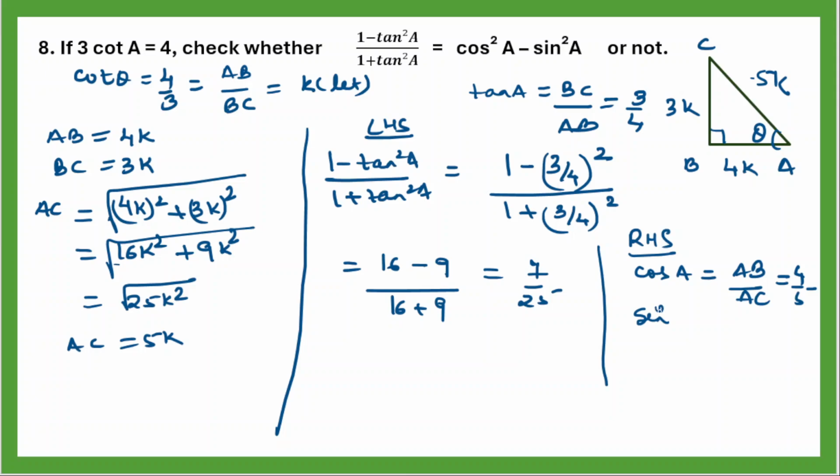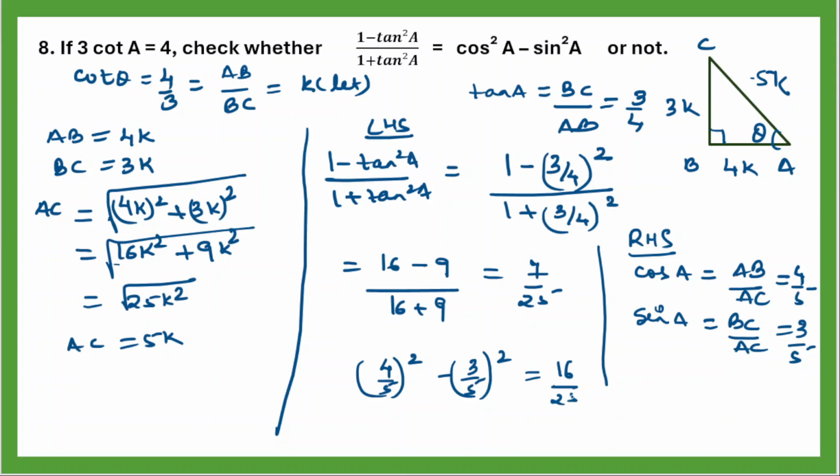What is your sin A? Sin A is BC divided by AC. So it is 3 by 5. So 4 by 5 whole square minus 3 by 5 whole square. So you are having 16 divided by 25 minus 9 divided by 25. You are having 7 divided by 25. Left hand side is equals to right hand side. So you can say that, yeah, it is true. In this way you can easily check it out.